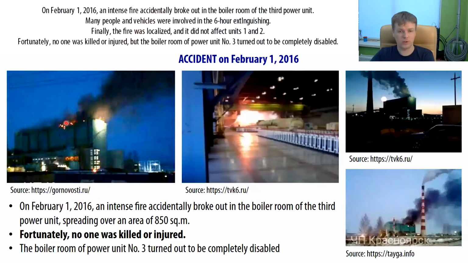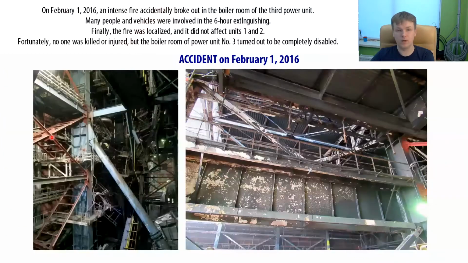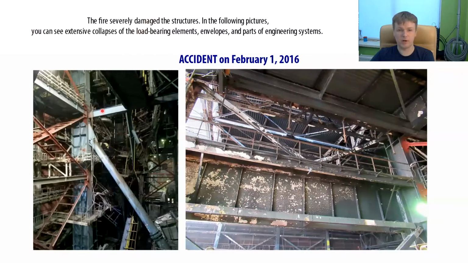On February 1st, 2016, an intense fire accidentally broke out in the boiler room of the 3rd power unit. Many people and vehicles were involved in the 6-hour extinguishing. Finally, the fire was localized and it did not affect units 1 and 2. Fortunately, no one was killed or injured, but the boiler room of power unit number 3 turned out to be completely disabled. The fire severely damaged the structures. In the following pictures, you can see extensive collapses of the load-bearing elements, envelopes, and parts of engineering systems.